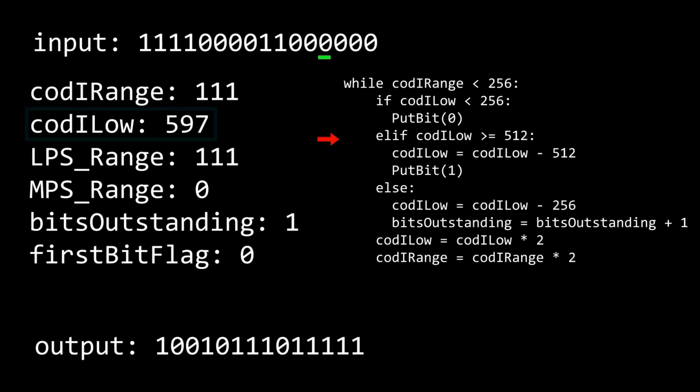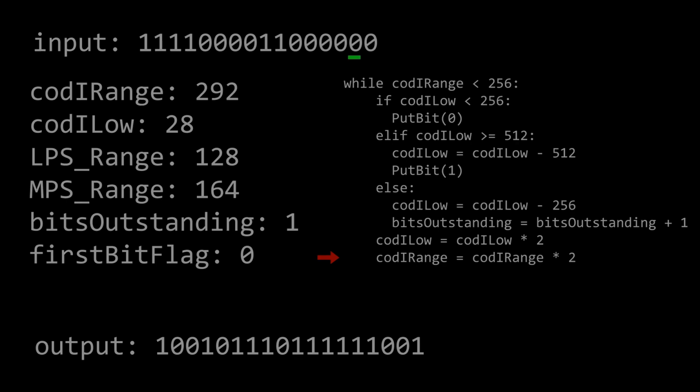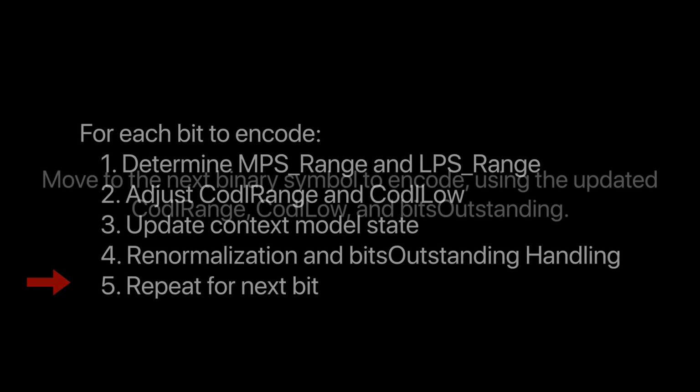If CodeILow is greater than or equal to 512, decrease it by 512 and output a 1. If CodeILow is between 256 and 511, decrease it by 256, and increase bits outstanding by 1. Finally, multiply CodeILow and CodeIRange by 2. Step 5. Repeat for next bit.